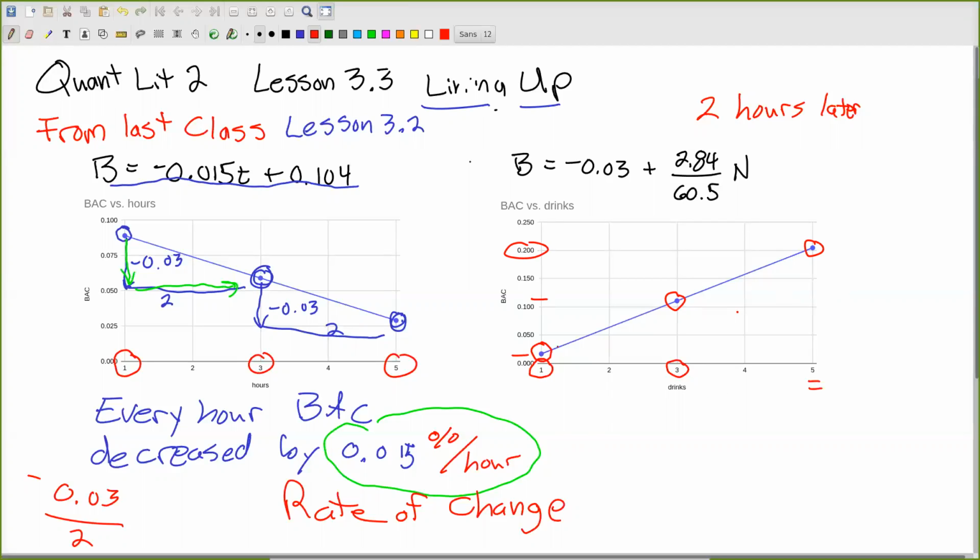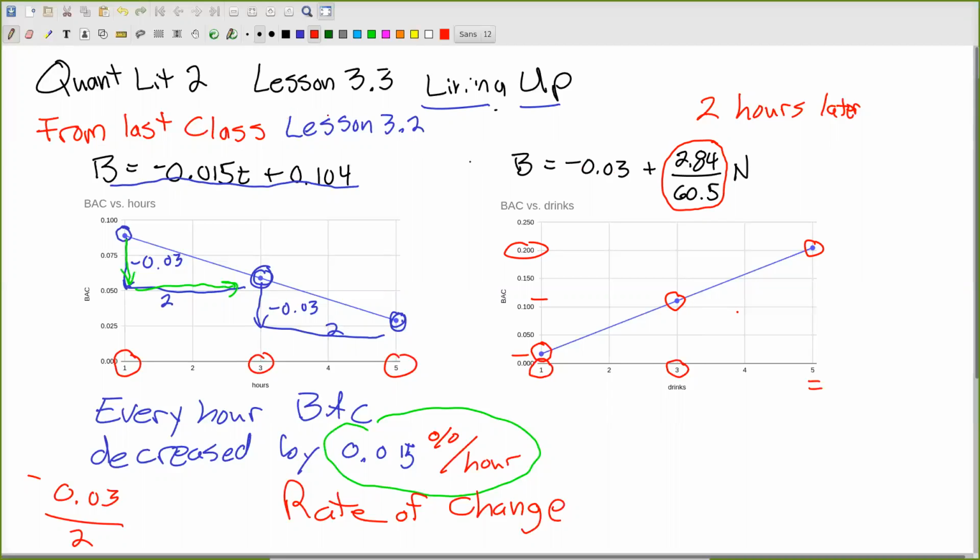And you can see that these points definitely line up here. Now, the change from one point to another, what's going on here, is based on this fraction right here. So I need to play with that fraction a little bit more.